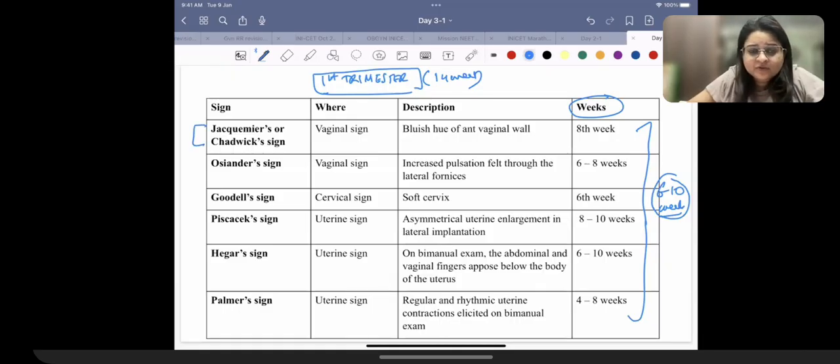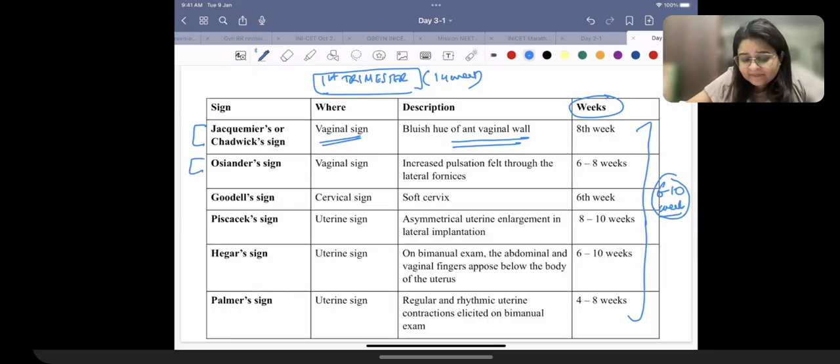What is Jacquemier? Both people describe them. This is bluish hue of the anterior vaginal wall. Why? Because it's very, very vascular. So the vagina appears blue in color. This is an inspectory finding. On speculum examination, it is a vaginal sign.